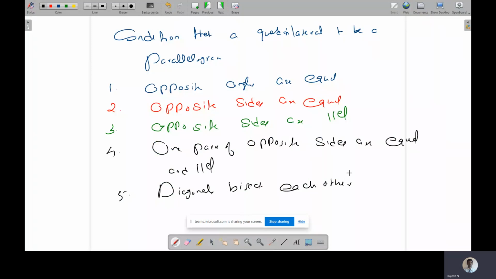So the conditions for a quadrilateral to be a parallelogram are: all opposite angles should be equal, all opposite sides are equal, or all opposite sides are parallel, or one pair of opposite sides are equal and parallel. One pair of opposite sides are equal and parallel, what is its meaning? It means if one pair is equal and parallel, automatically the other pair will be equal and parallel. So that's about the conditions for a quadrilateral: opposite angles equal, opposite sides equal, opposite sides parallel, one pair of opposite sides equal and parallel, diagonals bisect each other.